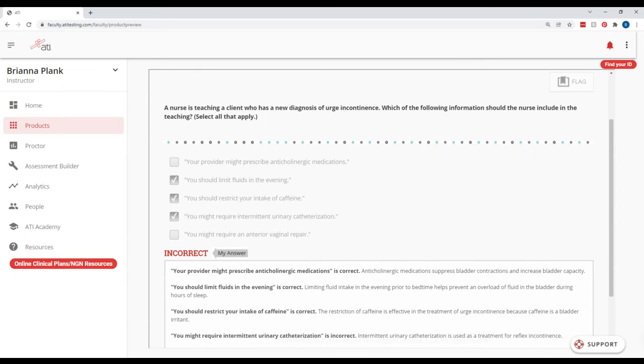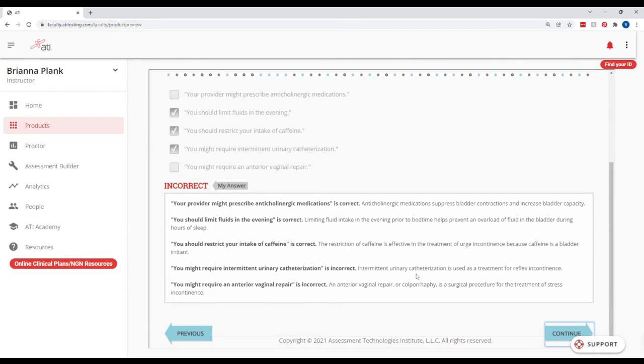We don't want them drinking caffeine because, like we talked about before, in everything urinary, caffeinated beverages are going to be irritating to the urinary tract, basically. It's going to become irritating to the bladder, so we don't want them doing caffeinated beverages either. We don't really do intermittent urinary catheterization for urge incontinence. That would be when they are retaining urine. So we would not necessarily do that.